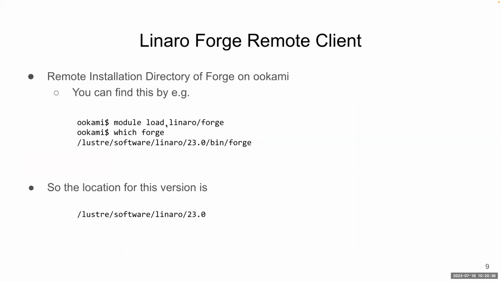Now you need to know some information before proceeding. When you load the Forge module on Ookami, you need to understand where the software is installed, so you can do which forge. And so therefore the installation area is that path. It's software installed under the global file system for Linaro and the particular version of this software.